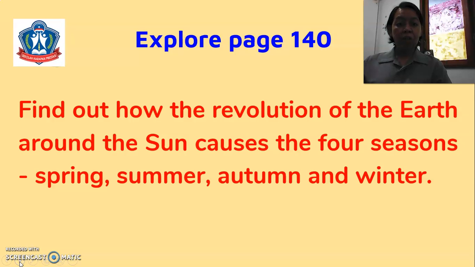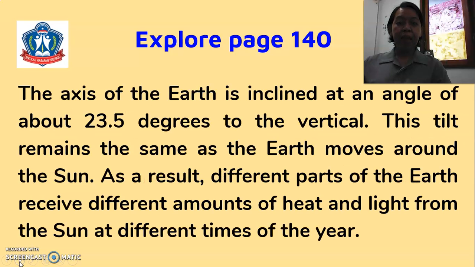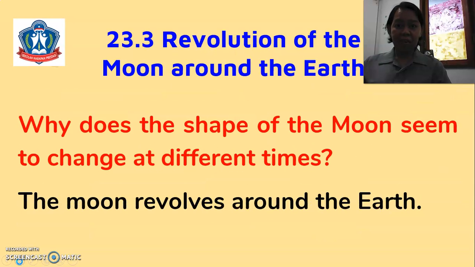Find out how the revolution of the Earth around the Sun causes the four seasons, which are spring, summer, autumn, and winter. The axis of the Earth is inclined at an angle of about 23.5 degrees to the vertical. This tilt remains the same as the Earth moves around the Sun. As a result, different parts of the Earth receive different amounts of heat and light from the Sun at different times of the year.